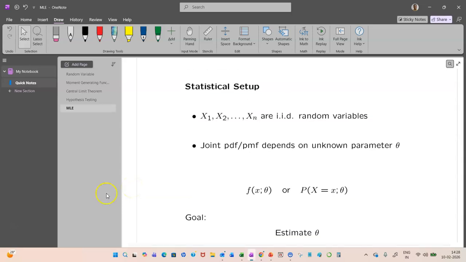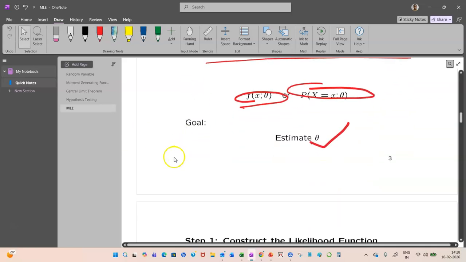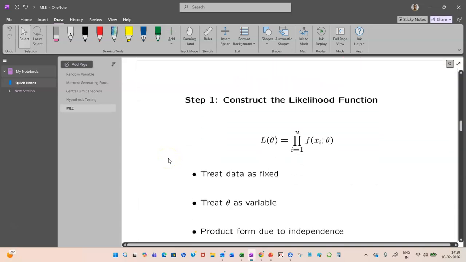Statistical setup. Let x1, x2, ..., xn be IID random variables, a sample from a distribution. The joint PDF or PMF depends on the unknown parameter theta. We know the distribution f(x; theta) or probability X equal to x given theta. The goal is to estimate theta. So we need to first construct the likelihood function.